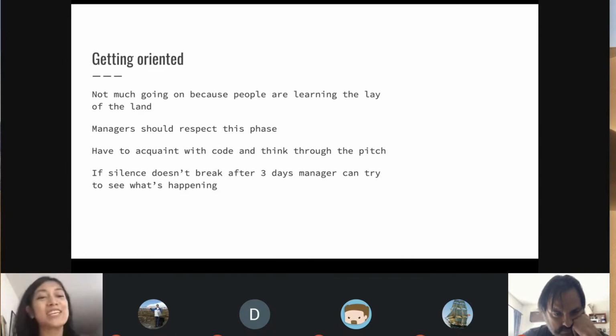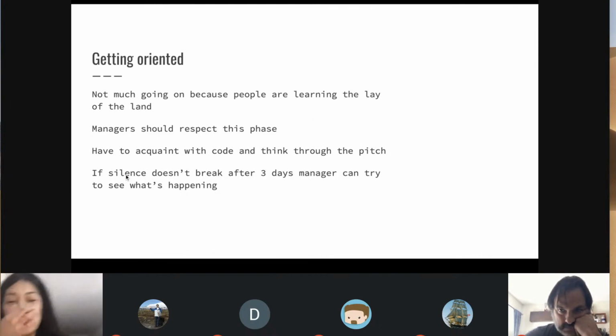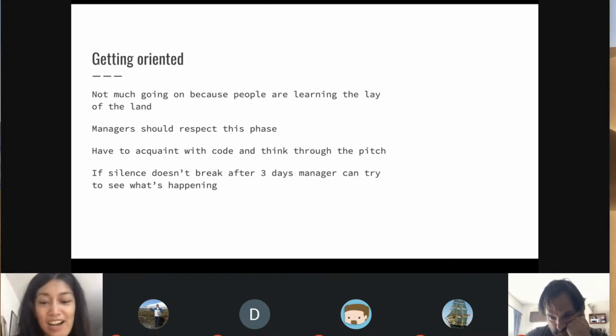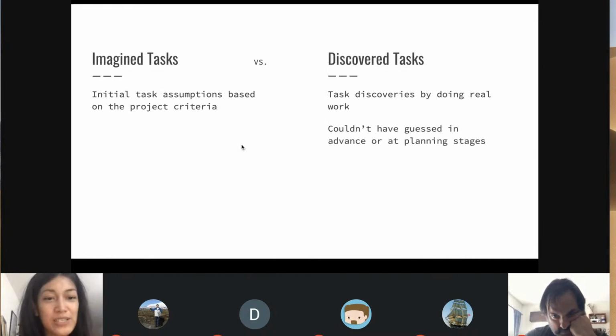They made it a point to say that the managers should respect the space, not trying to micromanage, like, hey, where's the code, where's the stuff, where is it? Because people have to learn what's going on and get their footing. And they recommend if the silence doesn't break after 3 days, the manager can try to see what's going on.